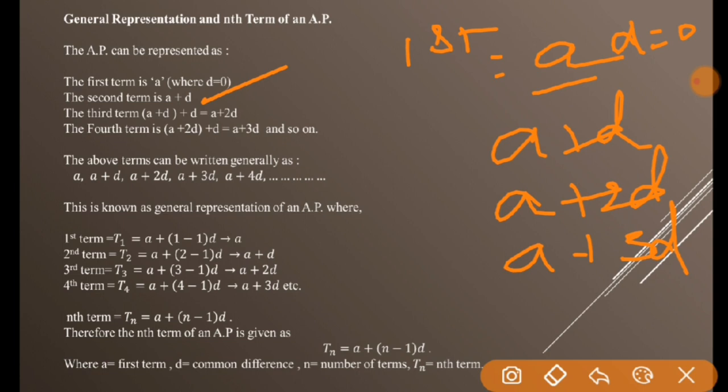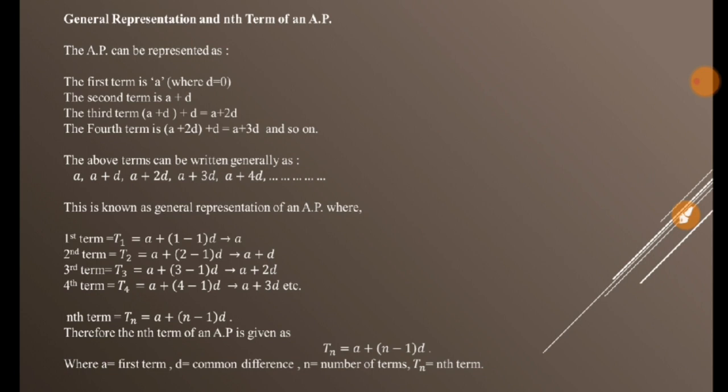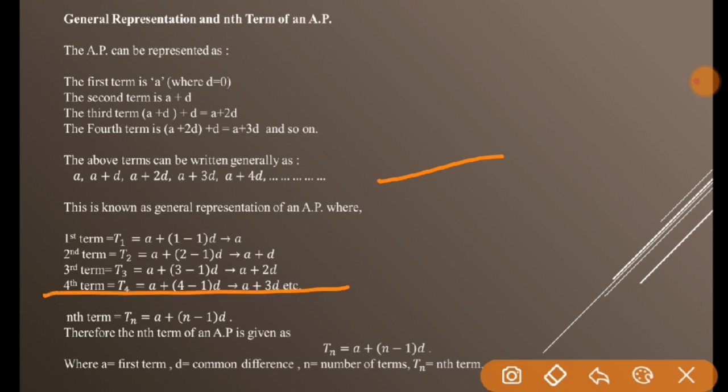So first term is A, second term is A plus D, third term is A plus 2D, fourth term is A plus 3D. So like this, the terms will keep on continuing. The terms can be generally represented as A, A plus D, A plus 2D, A plus 3D, A plus 4D. This is how we can represent the arithmetic progression. This is known as the general representation of an arithmetic progression.